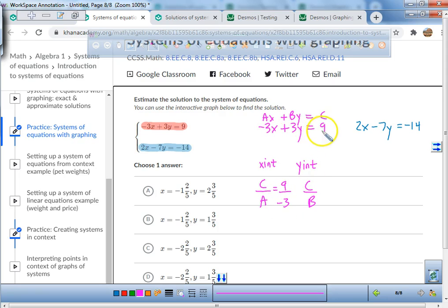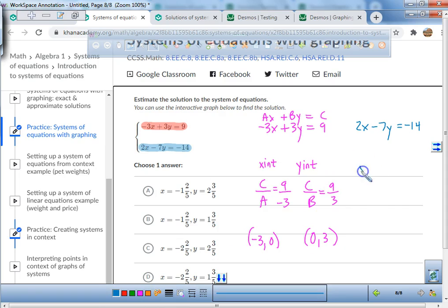There's my a value, there's my c value. My y-intercept is going to be 9 over 3. So my x-intercept is at -3, 0, because 9 divided by -3 is -3. And my y-intercept is going to be at 0, 3, because 9 divided by 3 is 3.